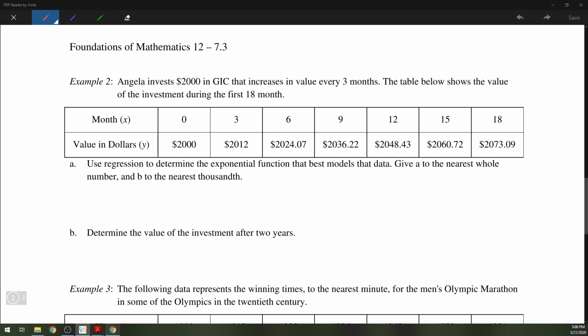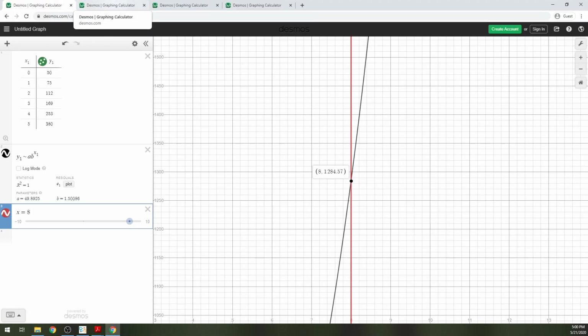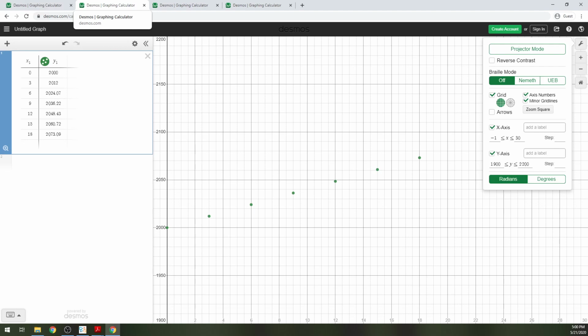Okay, so let's look at this. Again, already typed in for us. Notice that the graph almost looks like a straight line just because the interest rate is really low.